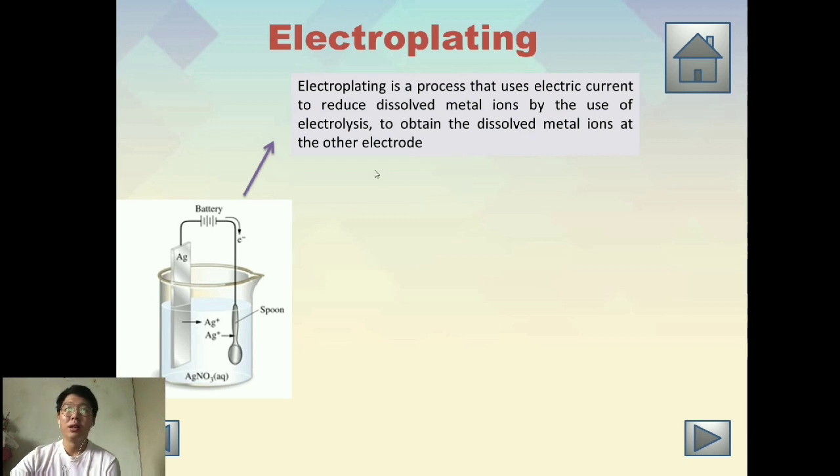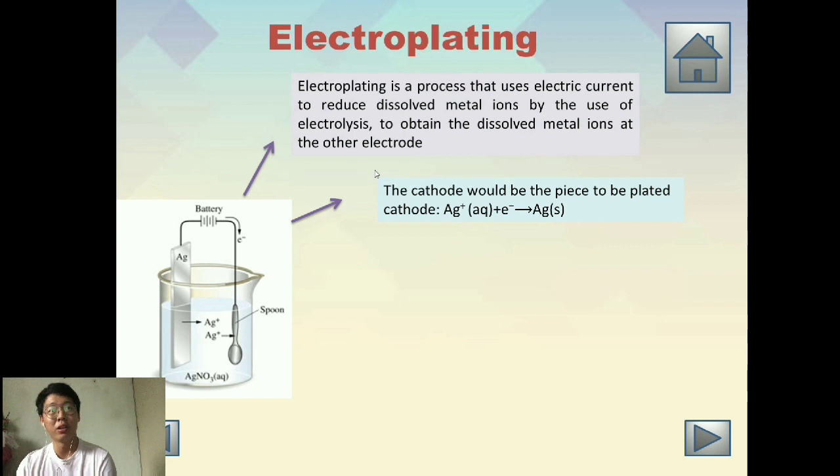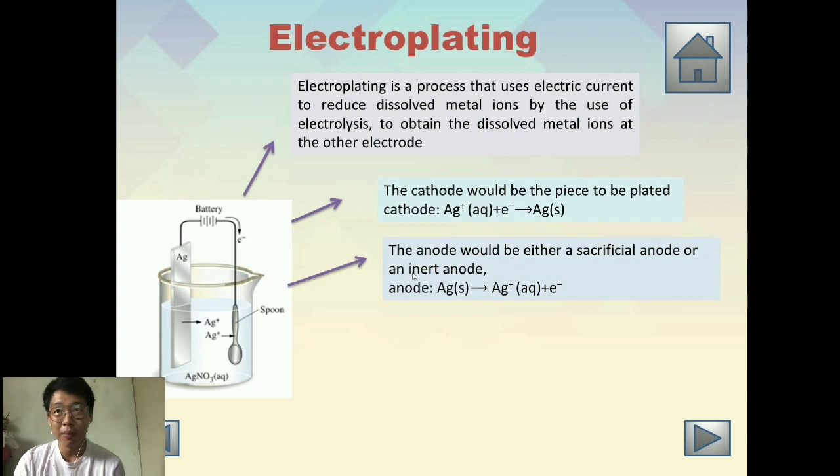First, we need to identify the cathode because that is where reduction occurs. The spoon will be the cathode, undergoing reduction because Ag+ will receive an electron to form Ag solid. So the spoon will be plated. And next, to identify the anode, which compound is it? The anode is a plate of Ag, the silver, hence it acts as an active anode, not an inert anode. The Ag will release an electron to form Ag+, and the cathode can accept the electron from here.